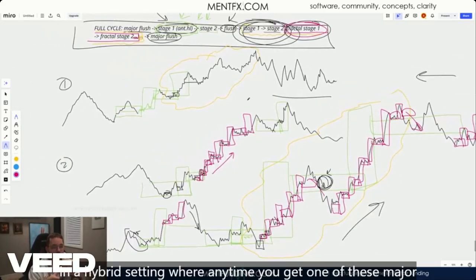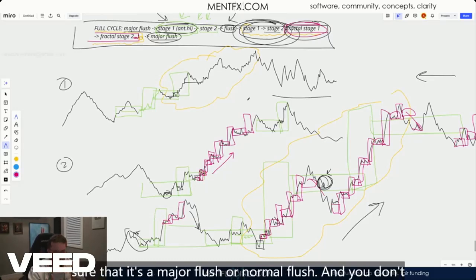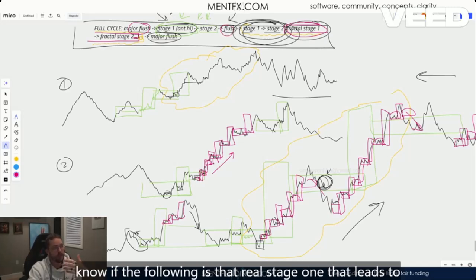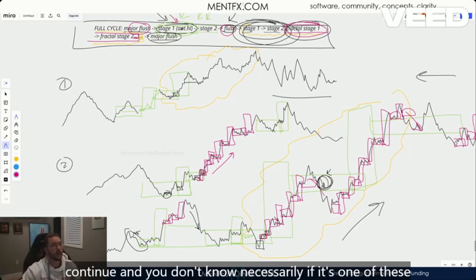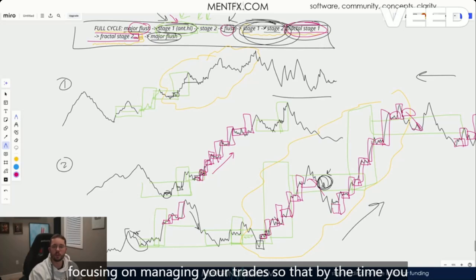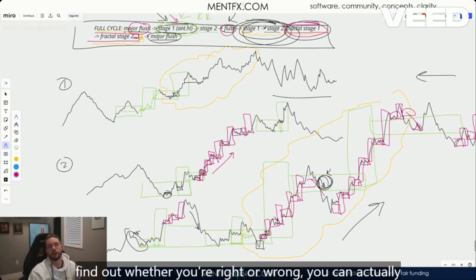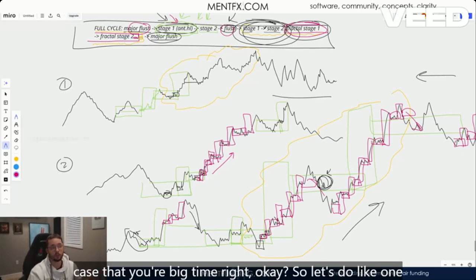in a hybrid setting, where anytime you get one of these major flush outs or flush outs, you're not necessarily certain that it's a major flush or normal flush. And you don't know if the following is that real stage 1 that leads to much bigger moves, and then if it's going to even continue. And you don't know necessarily if it's one of these shorter based ones, which is why, as a trader, you learn about the importance of management, and actually focusing on managing your trades so that by the time you find out whether you're right or wrong, you can actually make some money out of it, or milk the profits in the case that you're big time right.